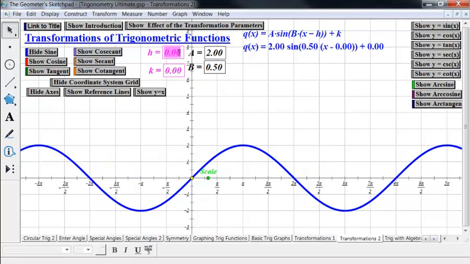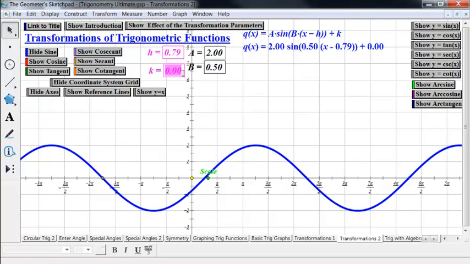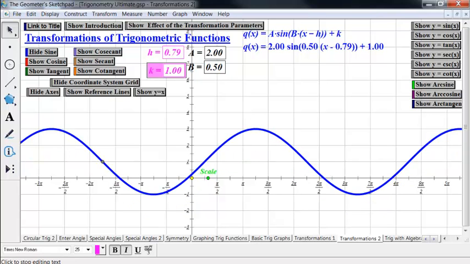h is pi, you just type p, pi divided by 4, and k is 1. Okay, and we have there the graph that we end up with. So this is the graph of y equals 2 times sine of 1/2 x minus pi over 4 plus 1.